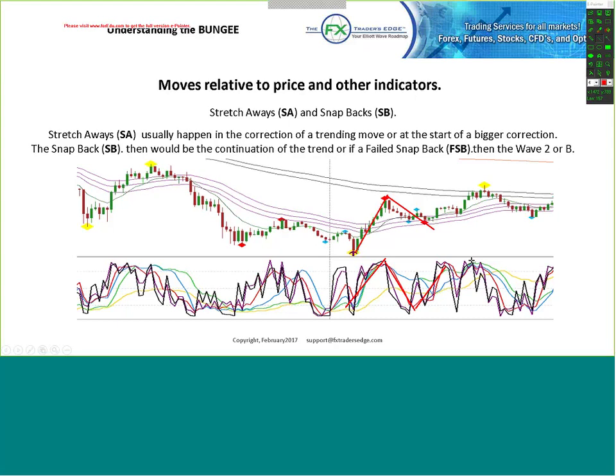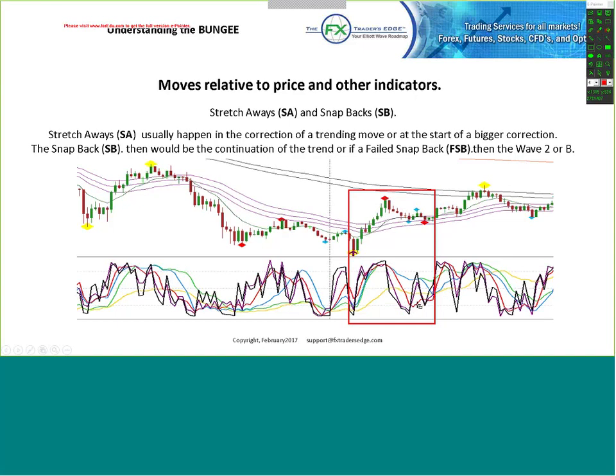So if you see a situation, let me take these lines off the chart. Let me focus in on it, the box around it. If you see a situation like that, it's obvious, isn't it? Look, stretch away for the initial move, snap back for the retrace, but the snapback has created a stretch away in the opposite direction. That gives you a lot of confidence in going long.